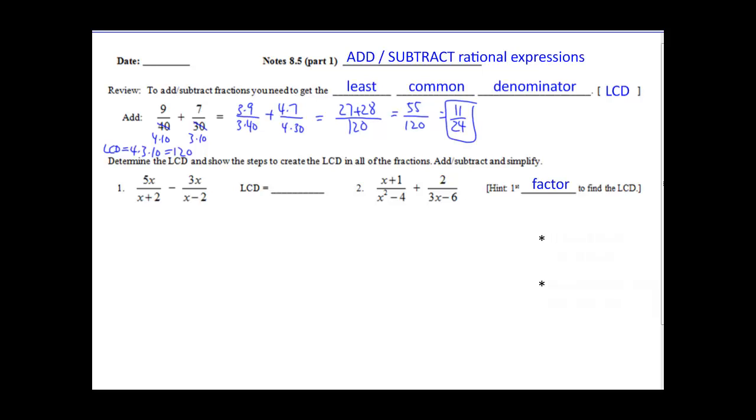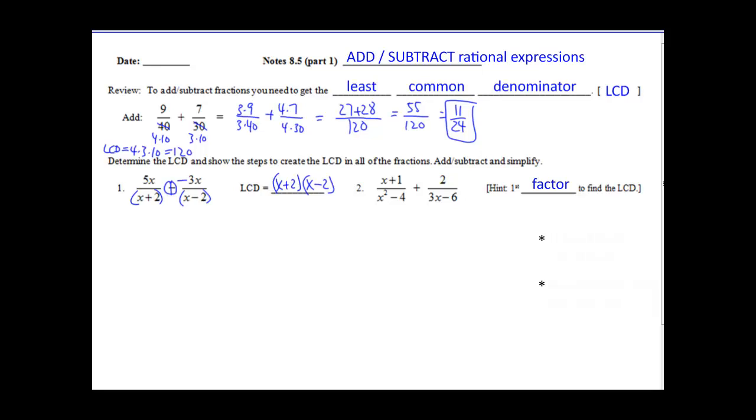So now when we determine the LCD, we have rational expressions. We need to look at them in terms of binomials and variables. So for instance, the first one, sometimes it's easier when you have this minus sign, if you change that minus to a plus and then put the negative on the 3x. We have an x plus 2 here, so we're going to put an x plus 2 that we need. And on the right-hand side, we need an x minus 2. So our lowest common denominator is going to be x plus 2, x minus 2.